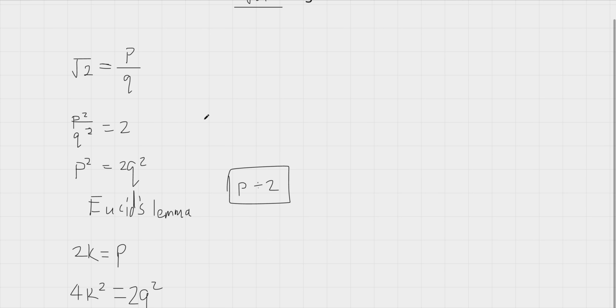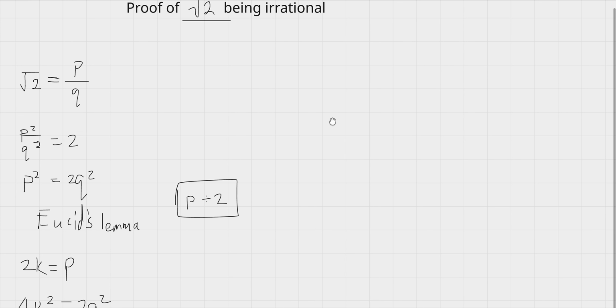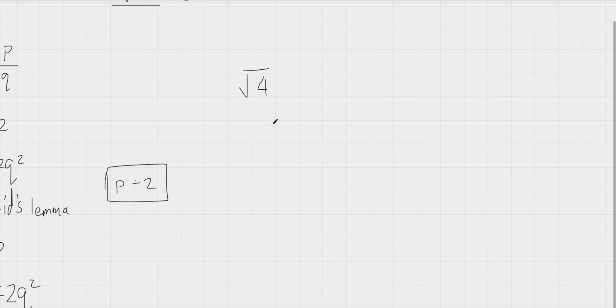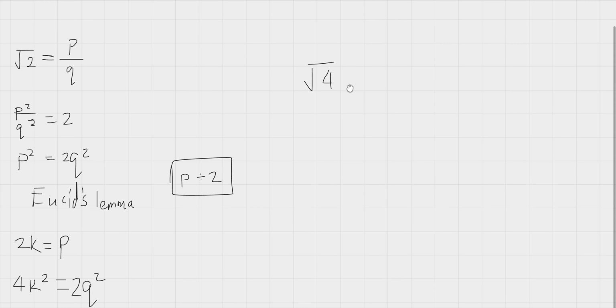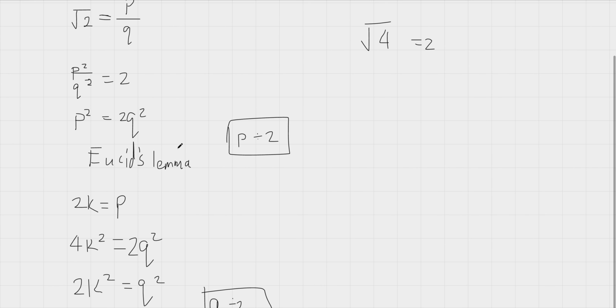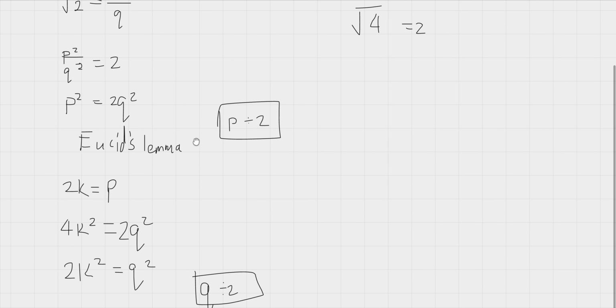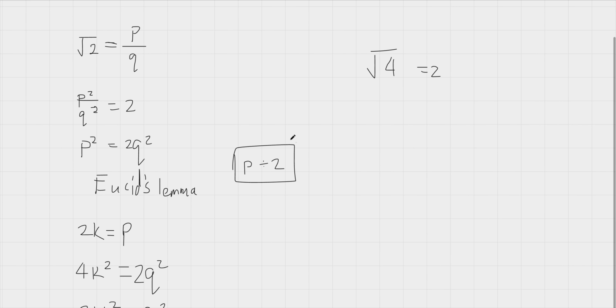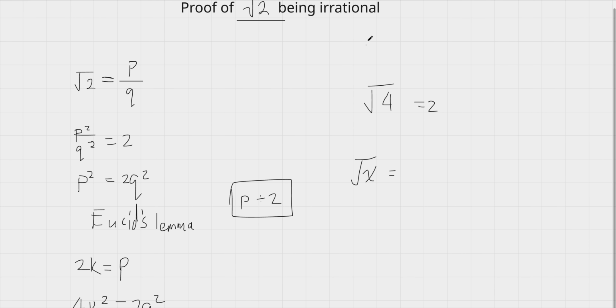And this proof applies to quite a few square roots, but not all, because obviously you have perfect squares like square root of 4, and that's just equal to 2. But if you watch my video on Euclid's lemma and try to apply it here, think about in what case, what square root of x, this proof doesn't work, but we know that it's irrational.